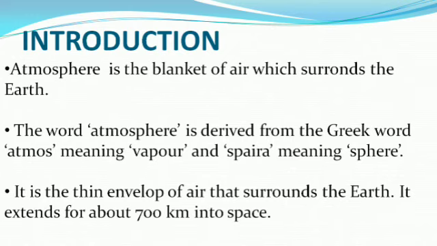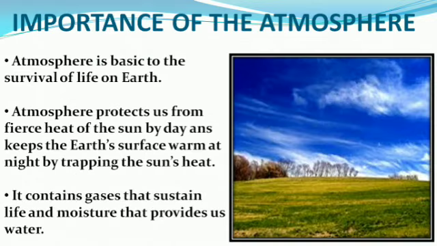Let's have some introduction. Atmosphere is the blanket of air that surrounds the earth. The word atmosphere is derived from the Greek word atmos, meaning vapor, and spera, meaning sphere. It is the thin envelope of air that surrounds the earth. It extends for about 700 kilometers into space.